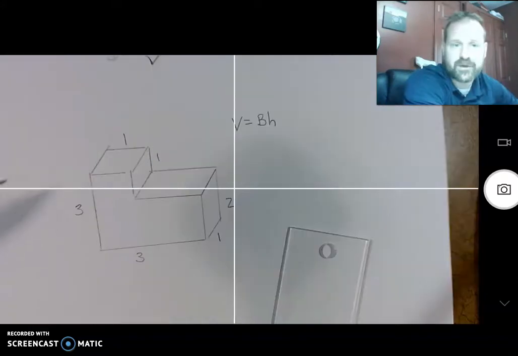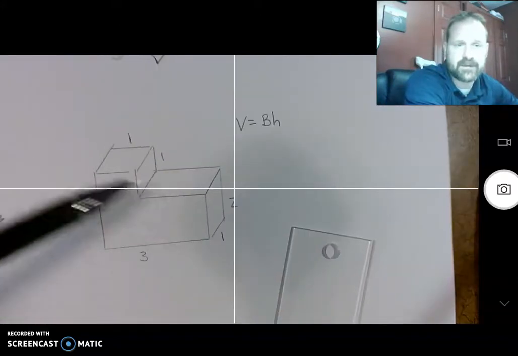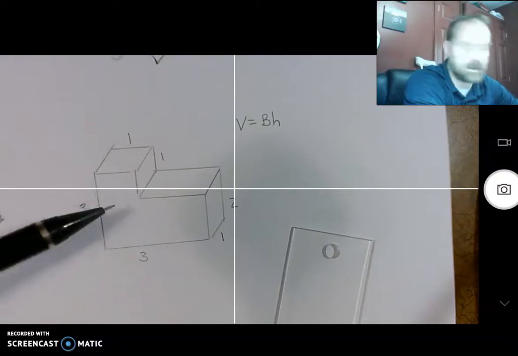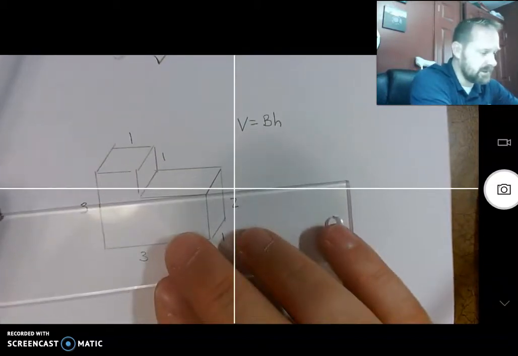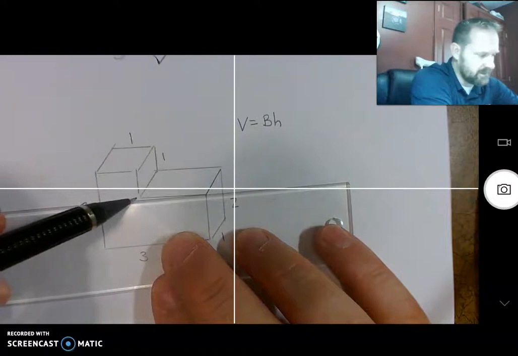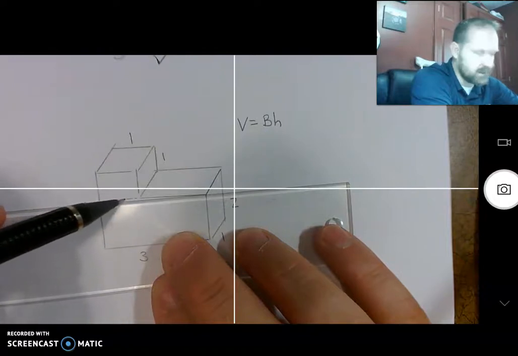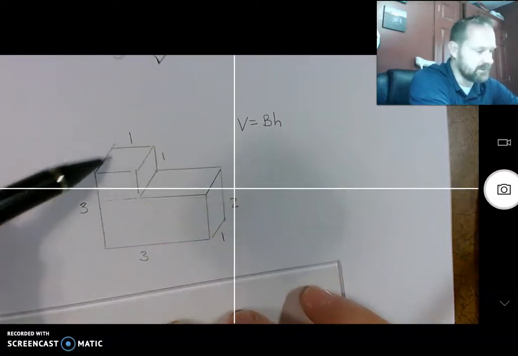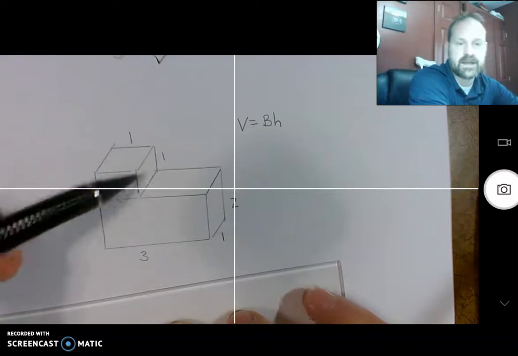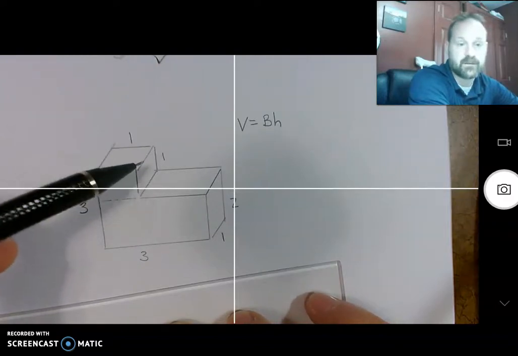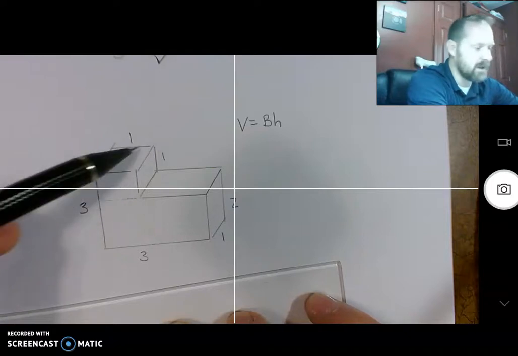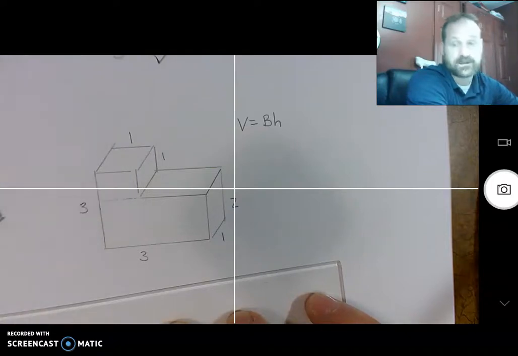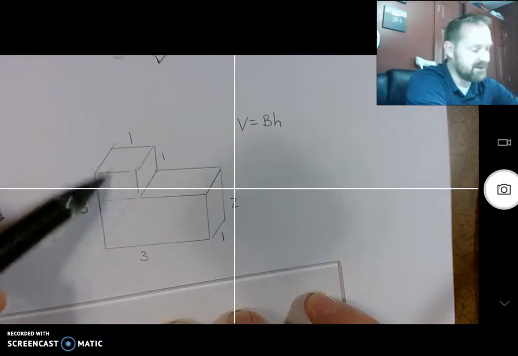All right, so the first one in your book has something like this. Find the volume of this. Well, again, if I were to take a piece of paper or like a saw and cut this part off, okay, so now I've got a rectangular prism. Well, actually, it'd be a square prism. All right, it's actually a cube. I've got a cube here.